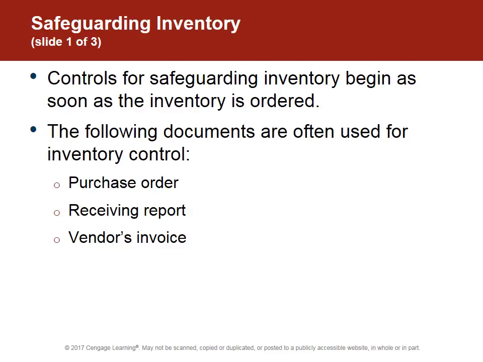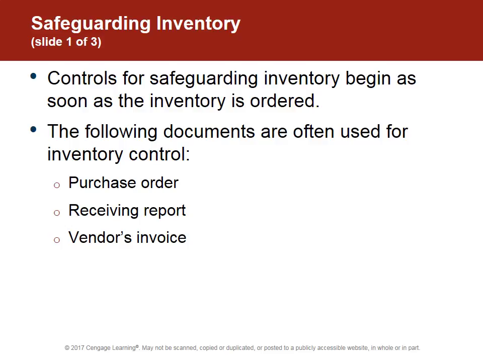So when we control or safeguard our inventory, they're called inventory controls. We find that we have specific documents that we use to control our inventory. We have POs, some of you are familiar with POs, we have receiving reports, and we have vendors' invoices. And all of these are documents internal to an accounting system to make sure that there's a list of checks and balances.